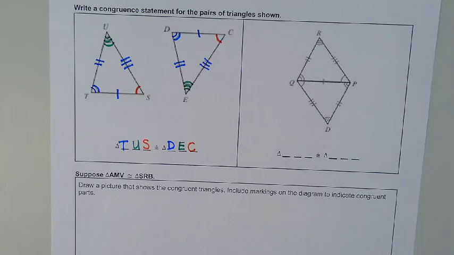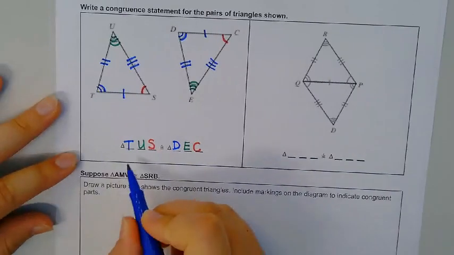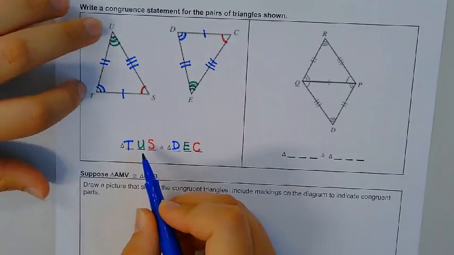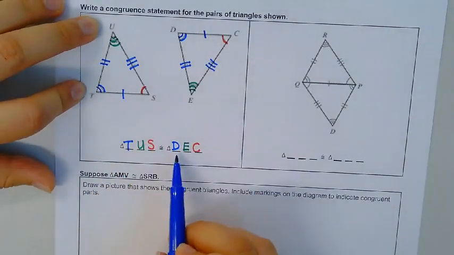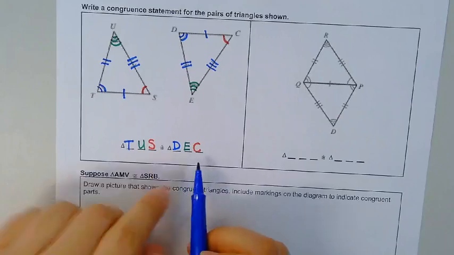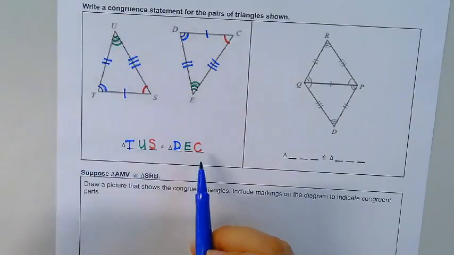We couldn't just write it in any order because we have to make sure we have those corresponding sides and angles. I just looked at the angles to do this, but you could also look at the sides to put the name in order. So if I look at TU here, side TU has 2 tick marks, and side DE in the second triangle, that also has 2 tick marks. So that would be good.